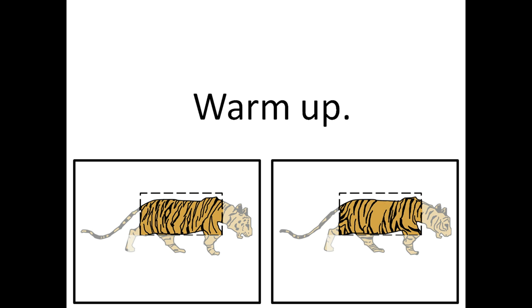So congratulations to everybody who got that right. Tiger 1 and Tiger 2. So we've identified a minimum population size of two.